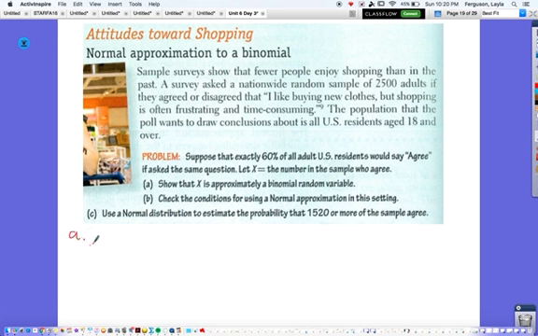So to start with A, we have to check for BINS. B stands for binary, so we have to say, are there two things that are happening? Can we label them as success and failure? And so for this one, success would be agree, and failure would be disagree.